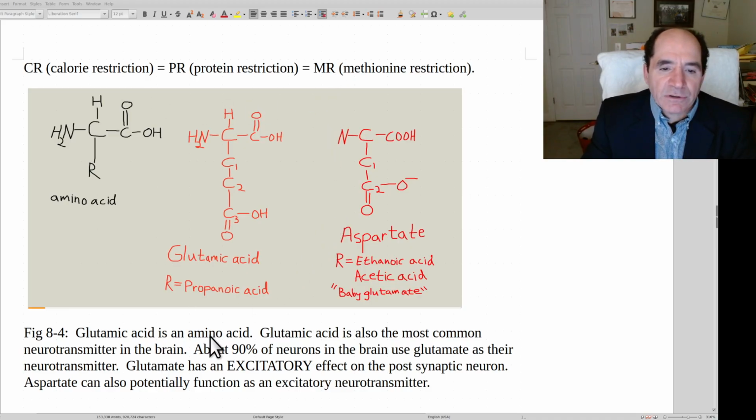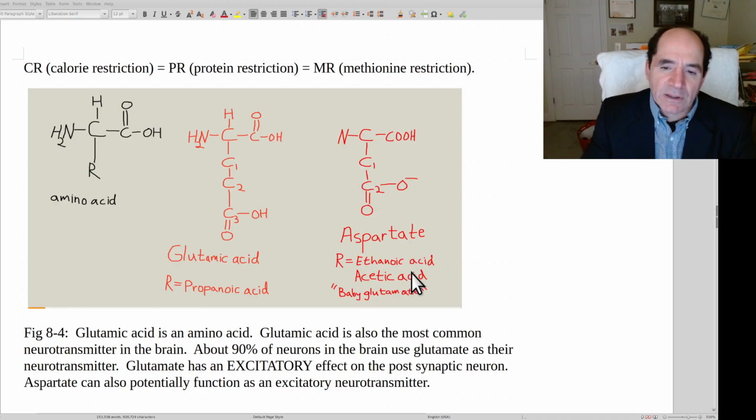Okay, glutamic acid is an amino acid. So here's the glutamic acid, and of course here's the stuff. It's always going to have an amino group, always going to have a carboxylic acid, always going to have a hydrogen. So here's the variable, the R group, and it's got 3 carbons and then a carboxylic acid. So it's kind of like a propanoic acid is attached to it. Aspartate is really almost the same thing, except it's only got 2 carbons instead of 3.